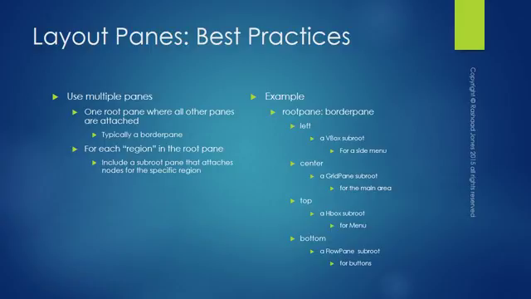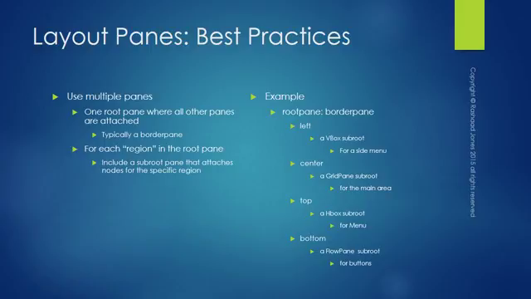I can have a top. In the top of the BorderPane, I can create an HBox pane. So the HBox pane is a sub pane, and I can use that for menu items, and then I can have a bottom for a FlowPane. In the bottom region of the root pane, I can have a FlowPane, and then that could be for buttons like your confirmation buttons, cancel, okay, quit, things of that nature.